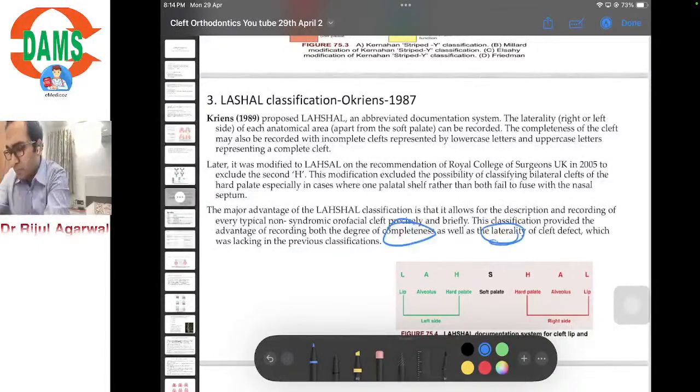Another important point is that it was modified in the year 2005, and the second letter H, the capital H, was excluded. This was done to exclude the possibility of classifying bilateral clefts of the hard palate. Why can a bilateral cleft of the hard palate not occur? I'll tell you when we discuss the embryological aspect in the upcoming slides.